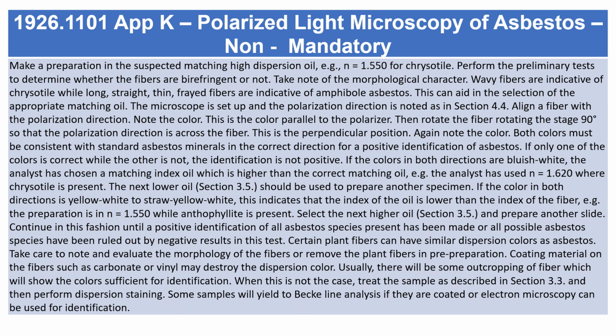Certain plant fibers can have similar dispersion colors as asbestos. Take care to note and evaluate the morphology of the fibers or remove the plant fibers in pre-preparation. Coating material on the fibers such as carbonate or vinyl may destroy the dispersion color. Usually, there will be some outcropping of fiber which will show the colors sufficient for identification. When this is not the case, treat the sample as described in section 3.3 and then perform dispersion staining. Some samples will yield to Becke line analysis if they are coated, or electron microscopy can be used for identification.